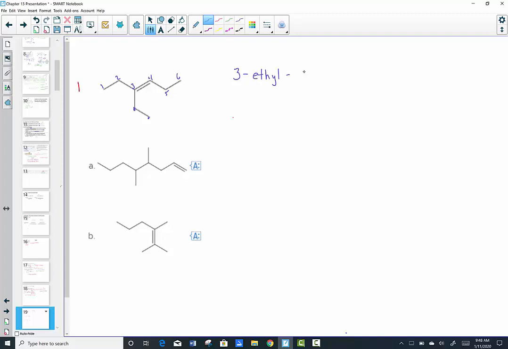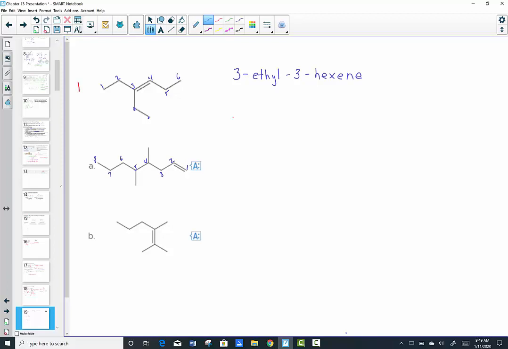Then I'll let you know at carbon 3, there's a double bond in a 6-carbon chain. Hex represents the prefix 6. 3-ethyl, 3-hexene. How'd you do? Oh, these aren't so bad. Carbon 1, 2 will give the location of the double bond, the lowest number, and I'll just keep numbering as we go across.